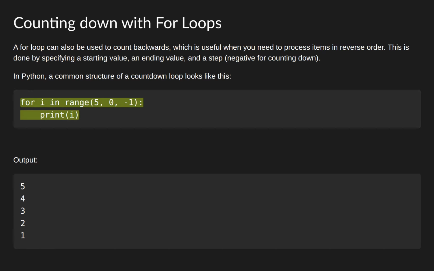Here is a typical countdown loop. This code uses range to start at 5, stop before 0, and decrease by 1 each time. Each number is printed on a new line. This allows you to easily create a countdown sequence in your programs. The output displays the numbers 5 down to 1, each on its own line. This shows how counting down with a for loop works in practice.